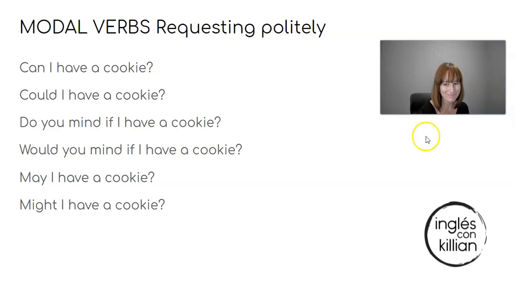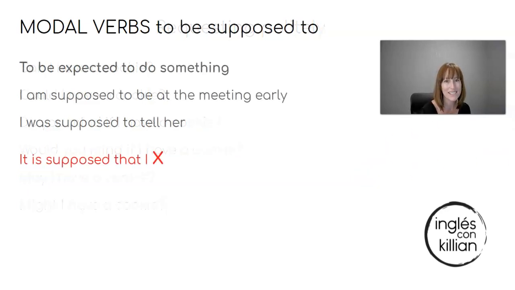Okay, let's move on. To be supposed to. So to be supposed to is to be expected to, or that you expect to do something. Almost an obligation sometimes. So let's go into some examples. For example, I am supposed to start work at 9. That is my work time. That is my start time for work.